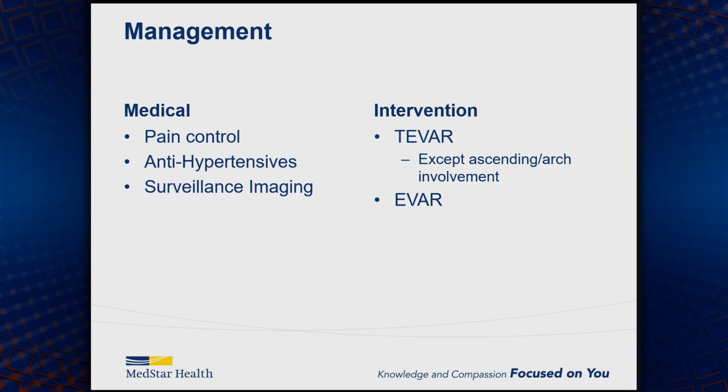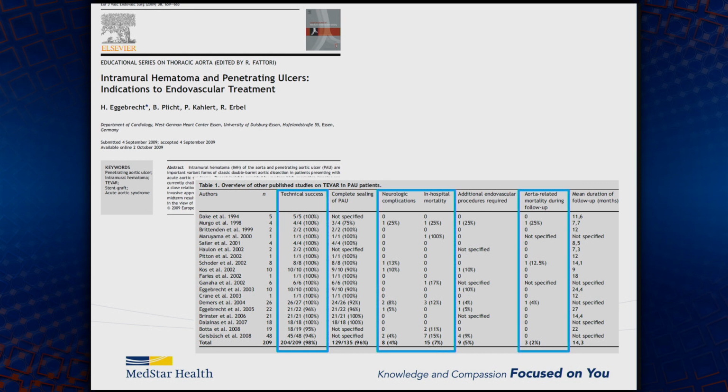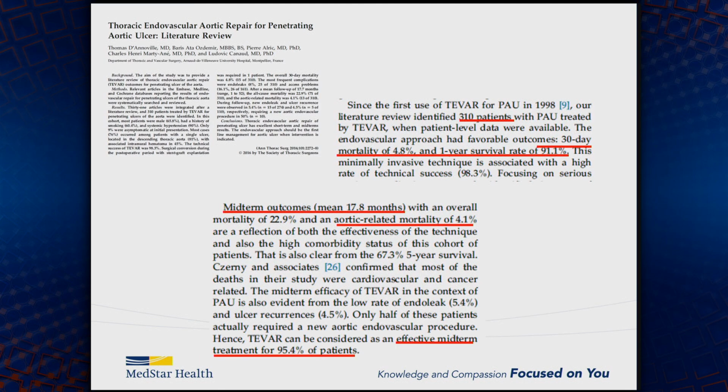In terms of management, again, medically, it's pain control, antihypertensive, and surveillance imaging. Intervention, for the most part, is endovascular, TEVAR, except for the ascending or arch involvement, and then EVAR for the abdominal component. Looking at this paper of treatment for IMH and PAU, you can see that technical success was quite high, which is not unexpected. Morbidity and mortality, both in hospital and in follow-up, was good as well. The experience is somewhat limited for the most part in terms of the numbers, but again, the patients can do quite well if treated correctly.